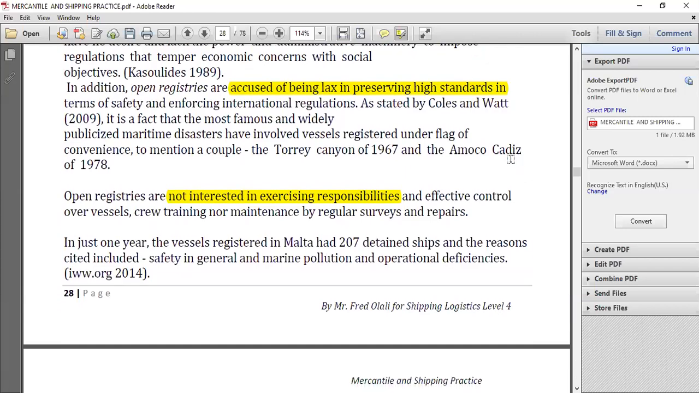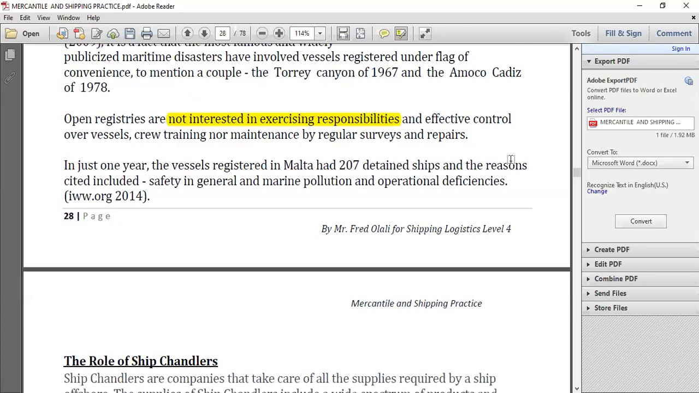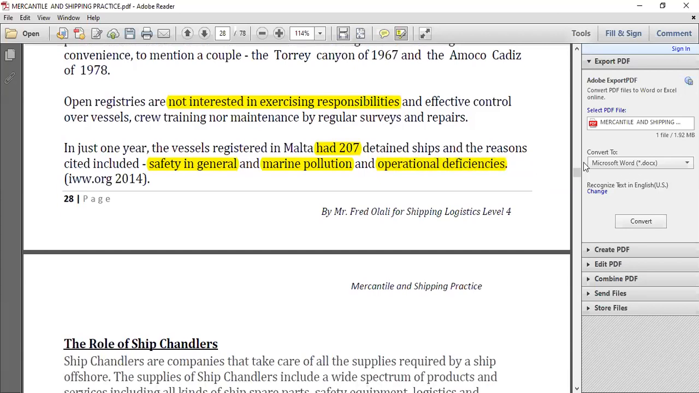which is required. So in just one year, the vessels registered in Malta had 207 detained ships. This is a huge number. Detained ships, and the reasons cited include safety, in general. They're involved in marine pollution, like the one we experienced the other time here in Mauritania. Also operational deficiencies, and these are coming because they don't do the constant surveys that are required.